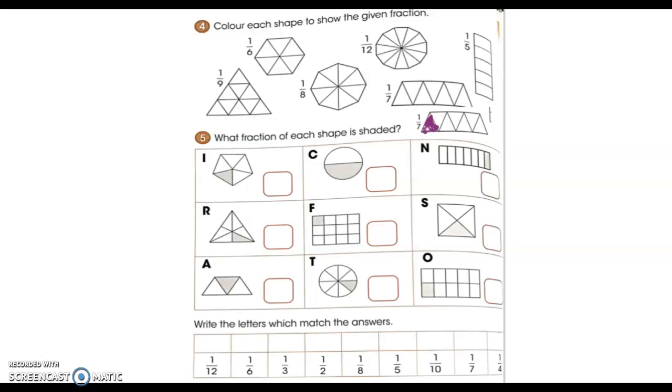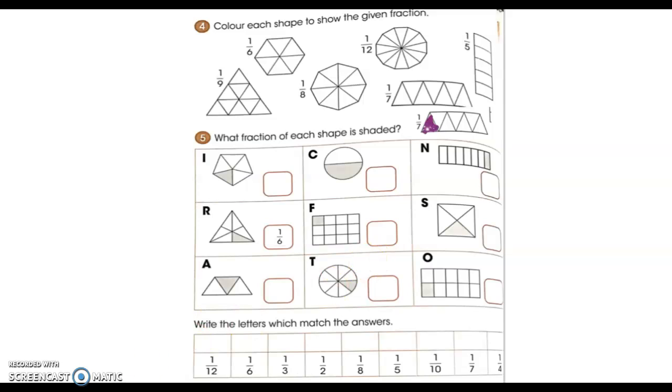What fraction of each shape is shaded? We're going to do 2 examples for you and you can do the rest. For example, R. How many equal parts are there? There are 6 equal parts. How many shaded parts are there? There is 1 shaded part. 1/6. Unit fraction. What is a unit fraction? It is 1/6.